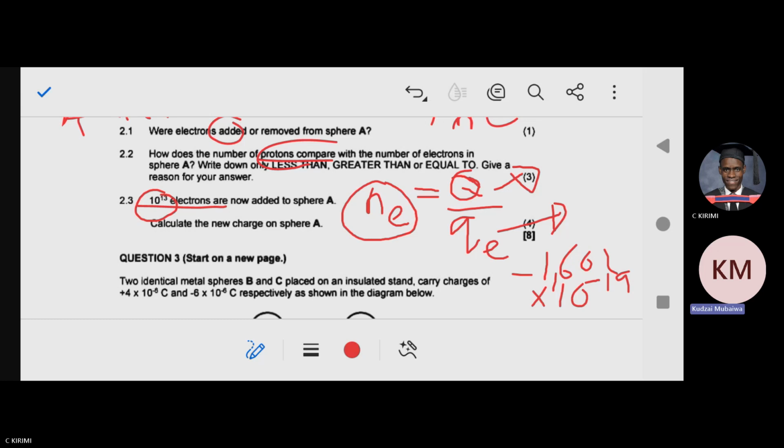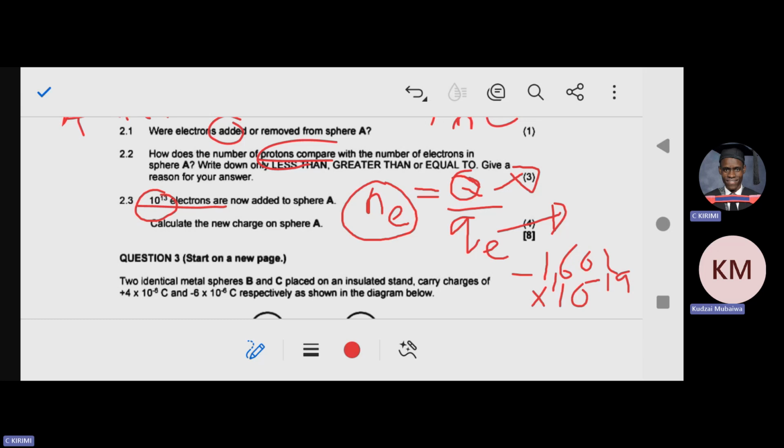Are you done? No, sir. Are you not having a calculator? Yes, sir. I was still typing it in. What are you getting on your calculator? Which numbers did you multiply to get Q? Don't you want to make Q the subject of the formula?